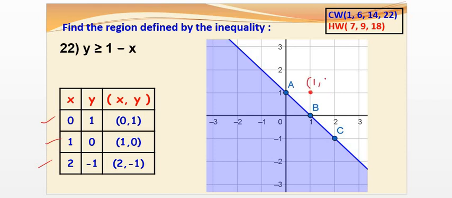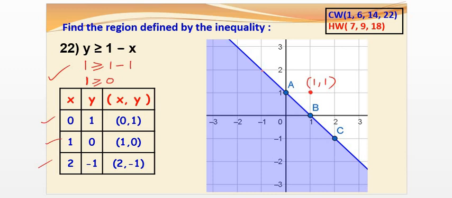So it's 1 1. Let's put it over here. So y is 1 greater than or equal to 1 minus, what is the value of x? It's 1. So 1 is greater than or equal to 1 minus 1 is 0. So obviously 1 is greater than 0. So our answer is correct.